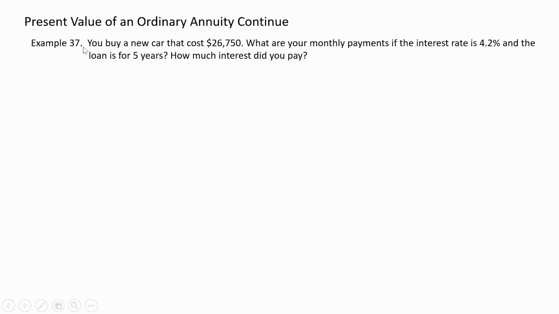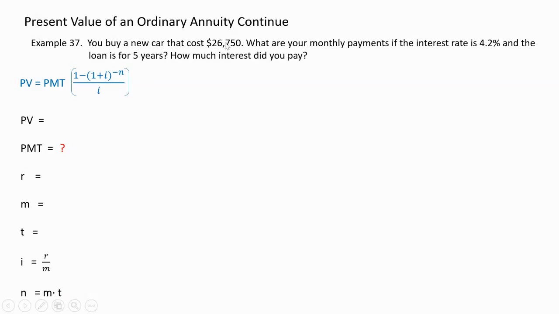This is example number 37. You buy a new car that costs $26,750. What are your monthly payments if the interest rate is 4.2% and the loan is for 5 years? And how much interest did you pay? Remember, guys, again, there's always 7 things. There they are, but there's a different formula. So we're looking for the monthly payments, right? So we're looking for payments.